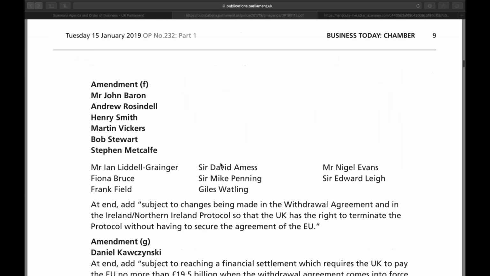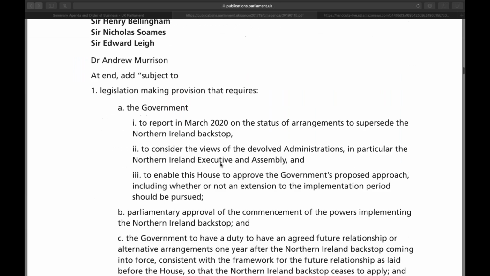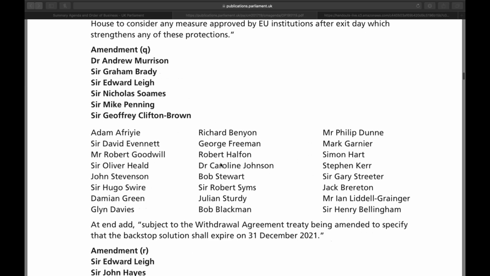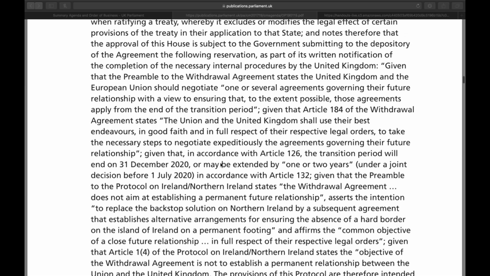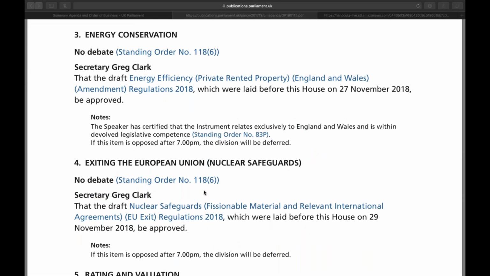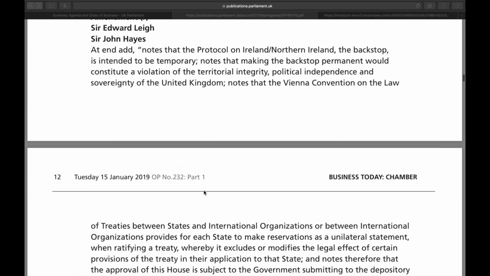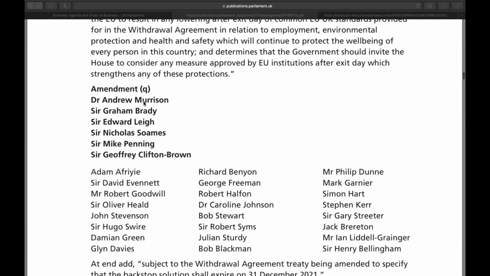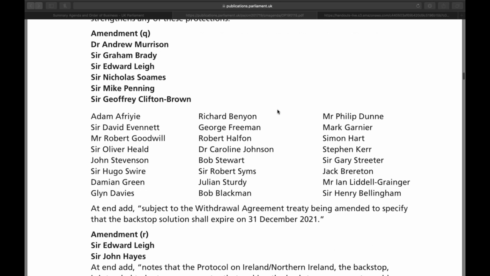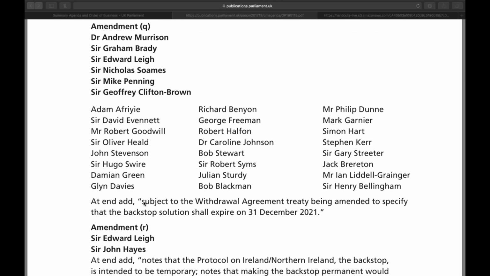It's an amendment here. It's by, show you it. It's by, not this fella. Yes, it's the Morrison Amendment. And what Morrison is proposing is that alongside Theresa May's Brexit deal, she says she wants to add the end of the motion to subject to the withdrawal agreement treaty being amended to specify that the backstop solution shall expire on 31st of December 2021.